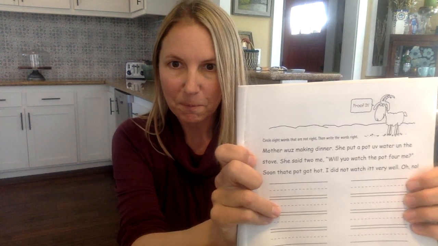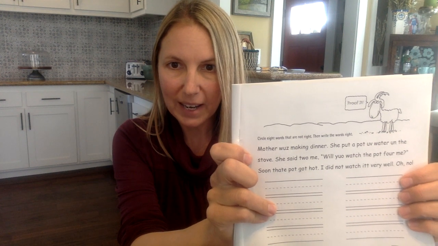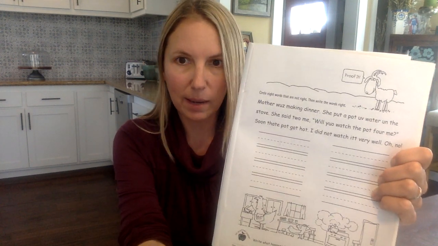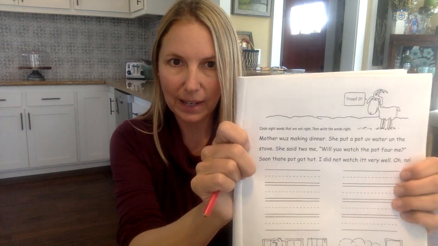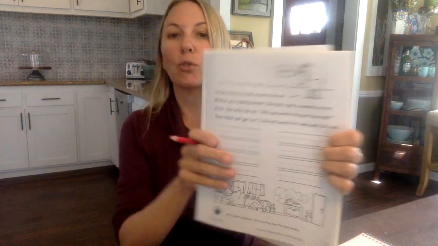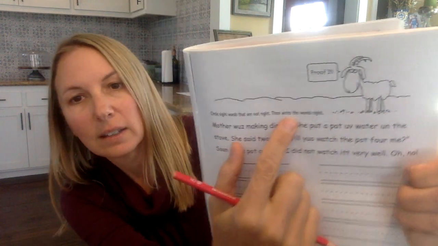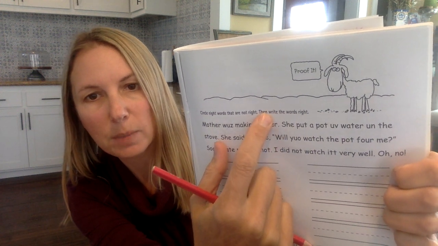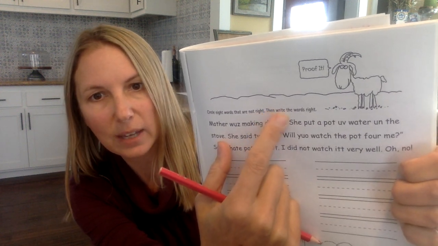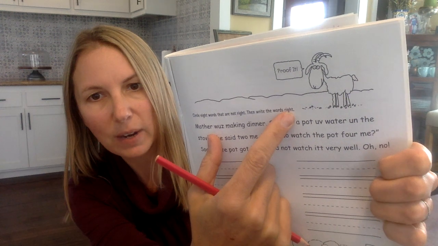We're going to proof it. We're starting to do proofreading, and I'm going to show you something called editing marks in a next video for your writing today. So we're going to look here. It says circle 8 words that are not right. 8 words. Then write the words right. That's a homophone. They sound the same, but they're spelled differently and mean different things. This right means to write it with a pencil. This right means do it correctly.